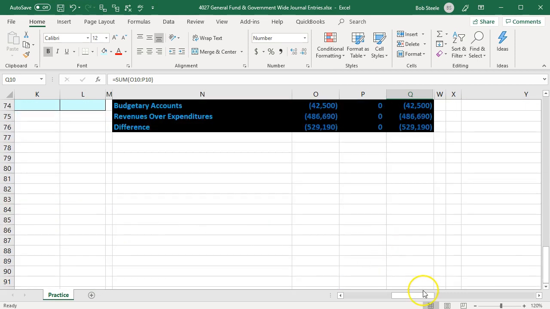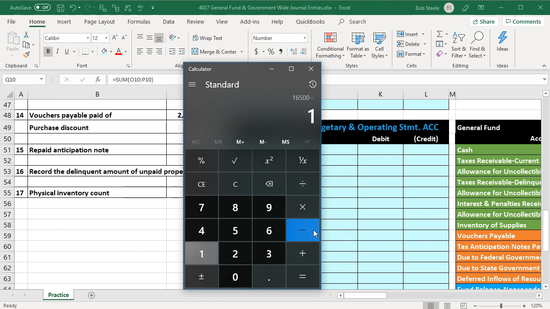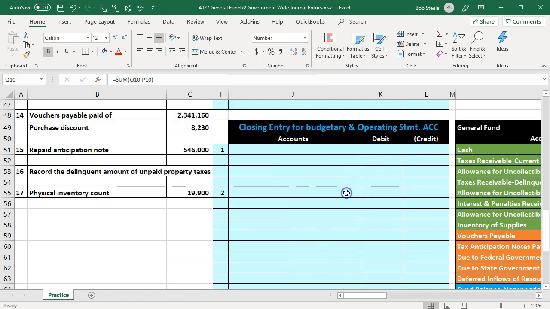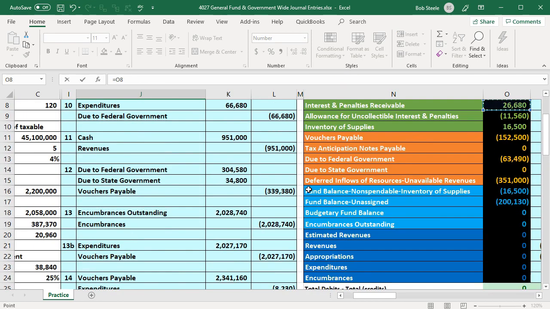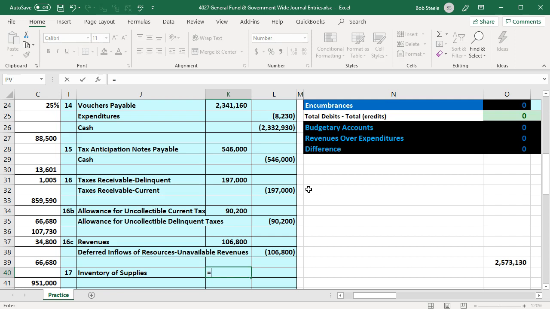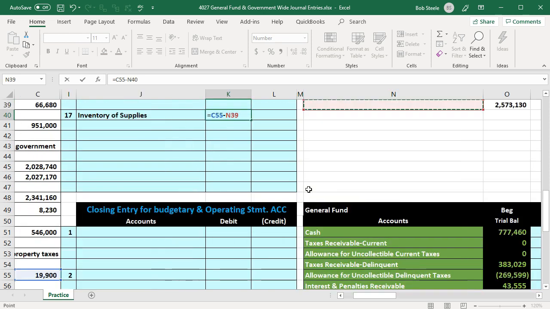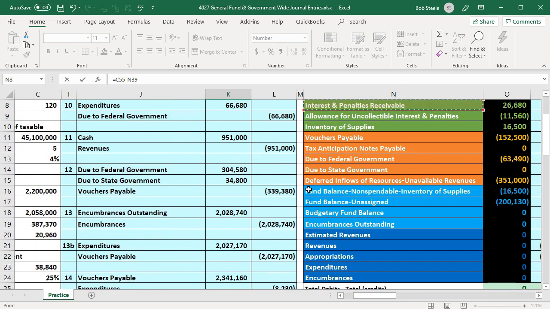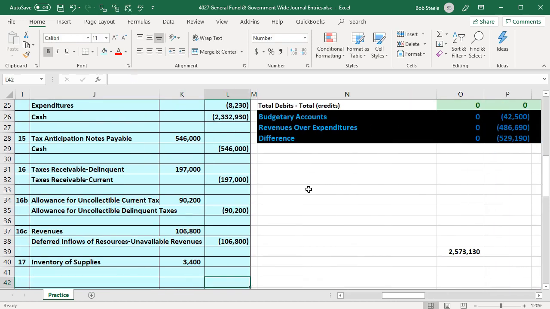So we're going to say the physical count was the 19.9, so minus 19,900. We're going to have to adjust it up by the 3,400, to whatever we need to get to the physical count. So that's pretty straightforward. We're going to debit to get up to the physical count. So we have the inventory, and we could do it this way. We can say it's going to be equal to this number, the count, minus, and then we can pick up this number. And that'll give us the difference we need.